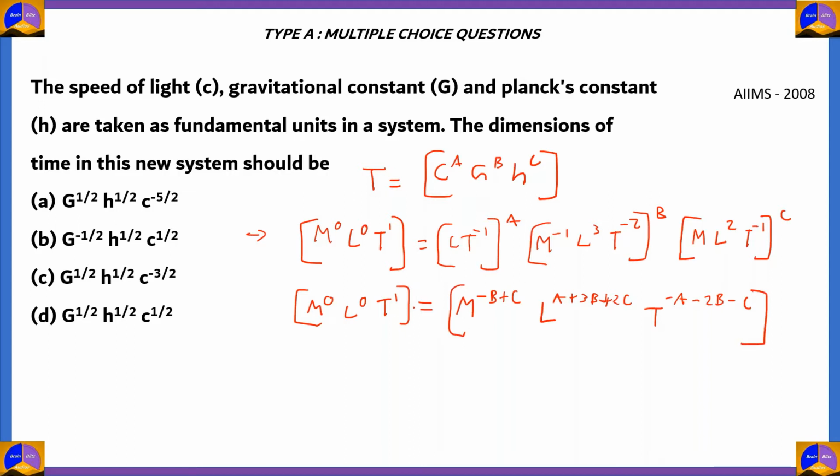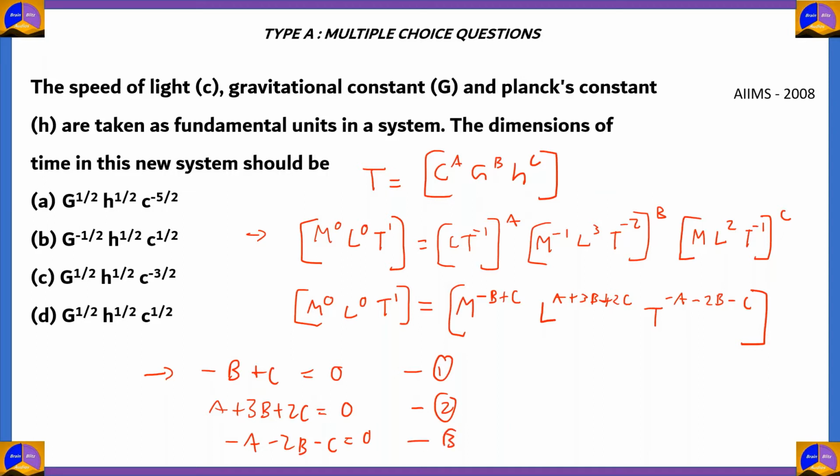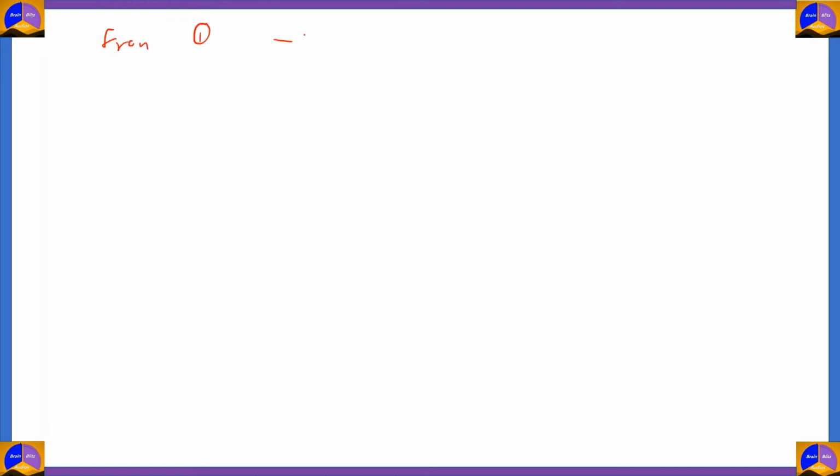Now if you notice, we've written both sides in terms of m, l, and t. So now the exponents must be equal. So therefore we can write minus b plus c is equal to 0 as equation 1. a plus 3b plus 2c equals 0 as equation 2. And minus a minus 2b minus c is equal to 0 as equation 3. So moving on from equation 1, that is minus b plus c is equal to 0, we can write c is equal to b by taking minus b to the right hand side. So minus becomes plus. So c is equal to b.